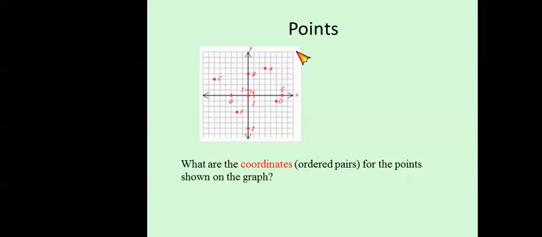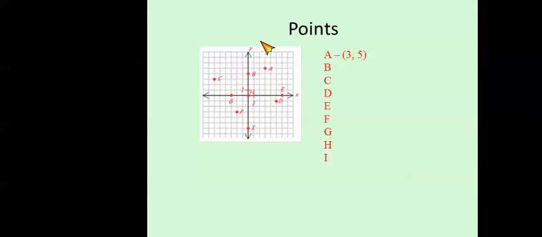I've got a number of points here, and I want you to pause, think, pause, think, pause, think, as we go through this, trying to figure out what the coordinates of each point are. Okay, point A is 3, 5. 1, 2, 3, and up 5.